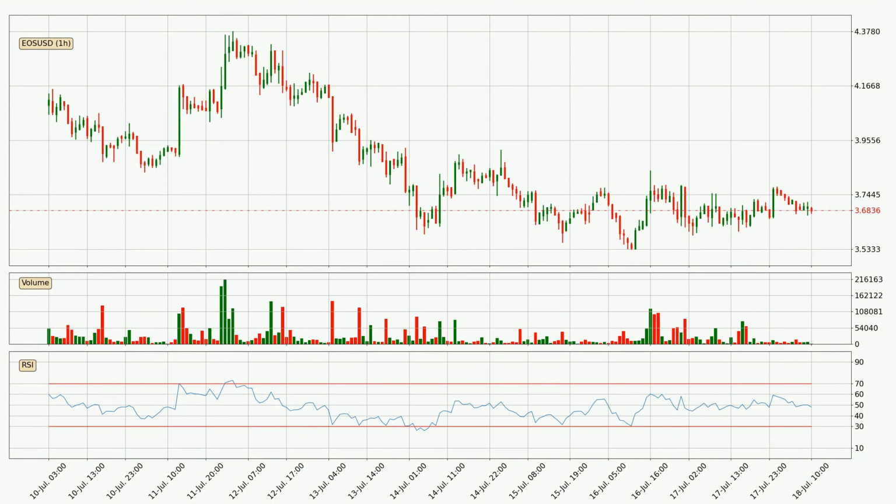Moving to the hourly relative strength index, the current hourly RSI is at 48, so it doesn't show signs of overbought or oversold conditions at this point.